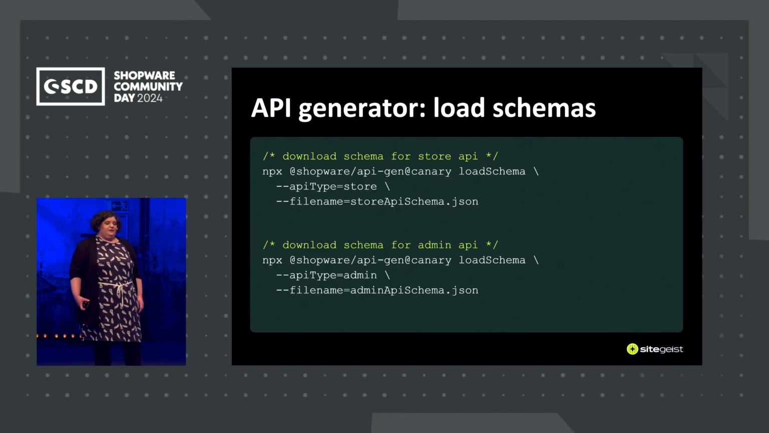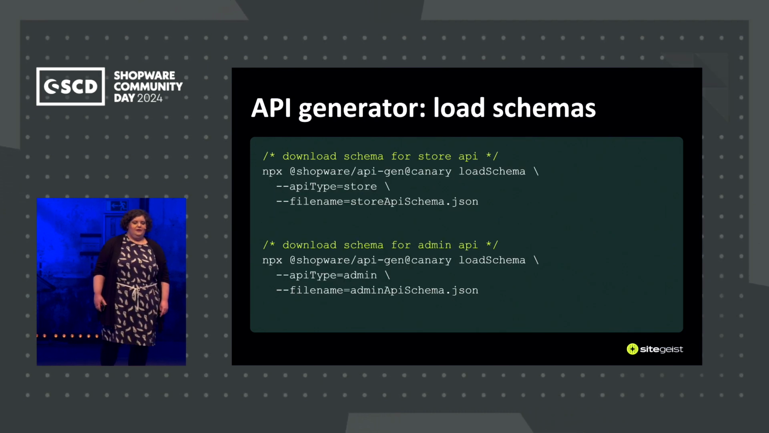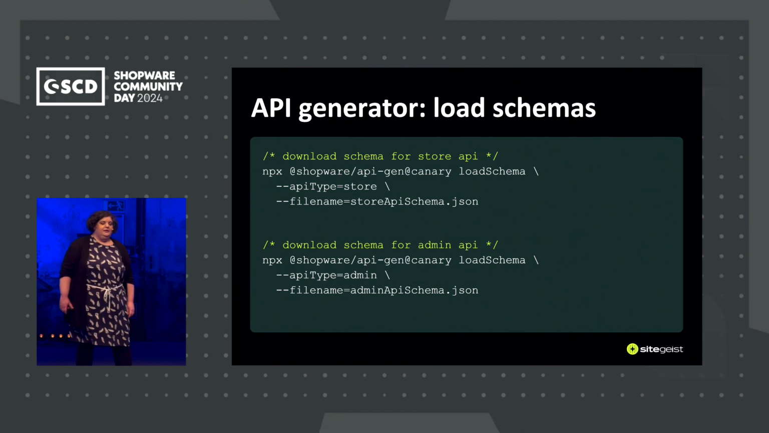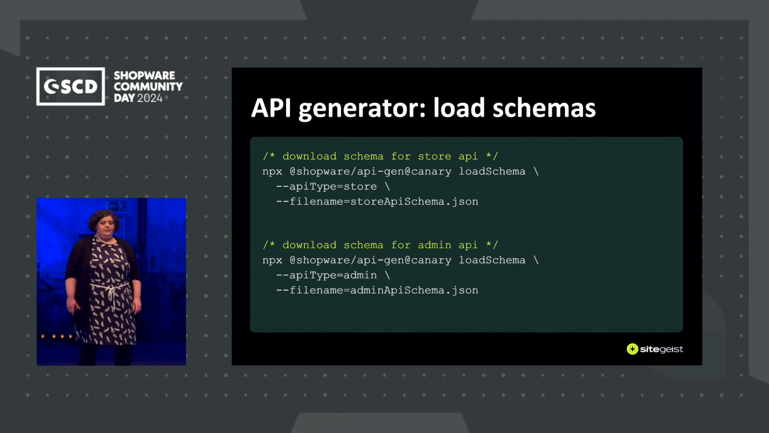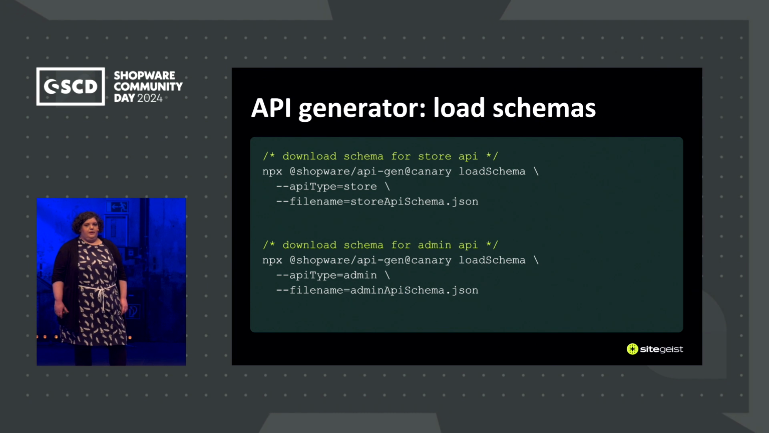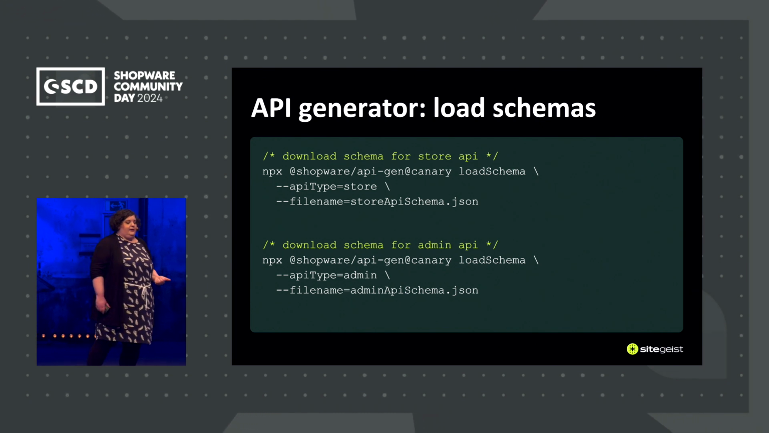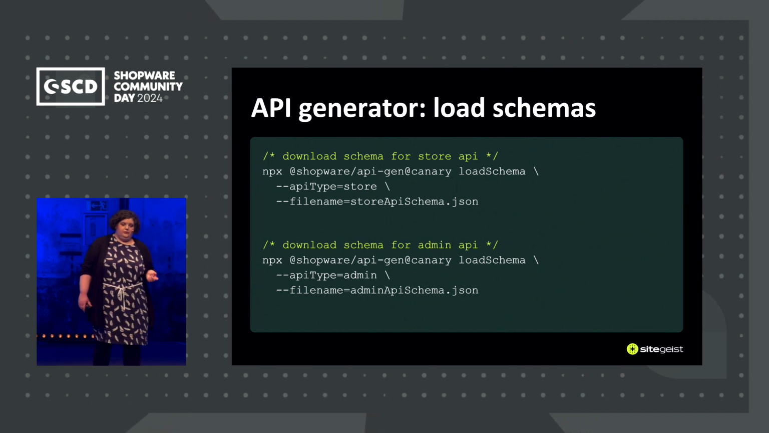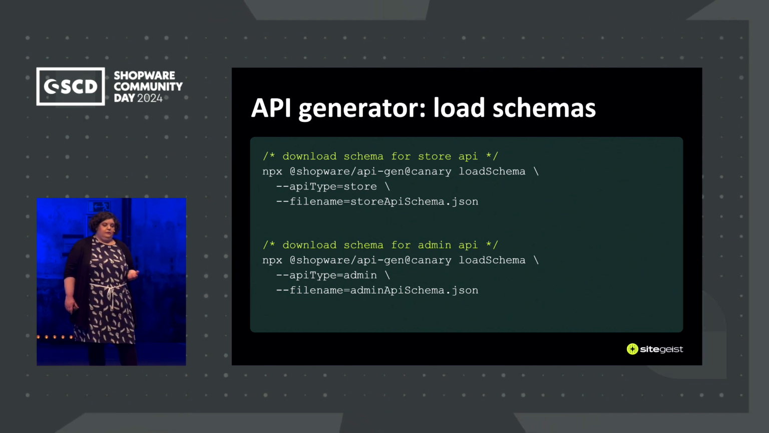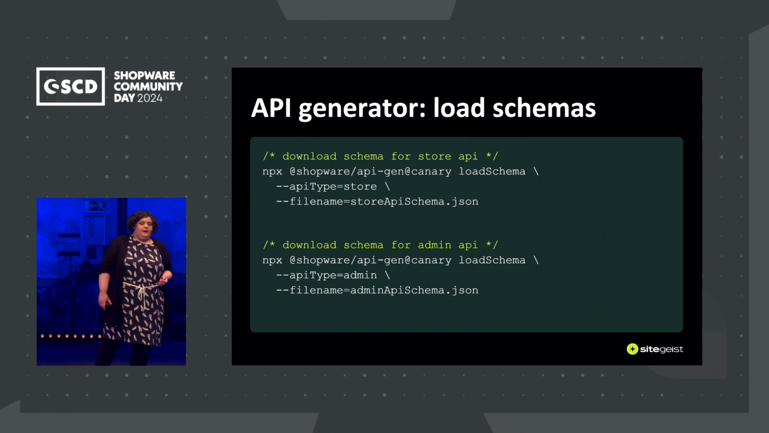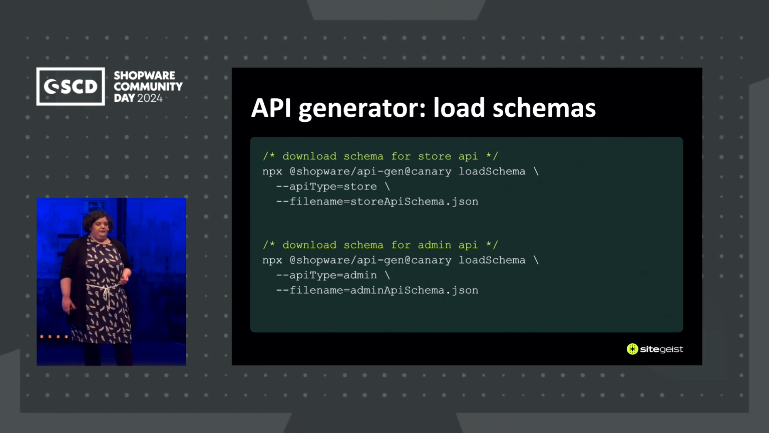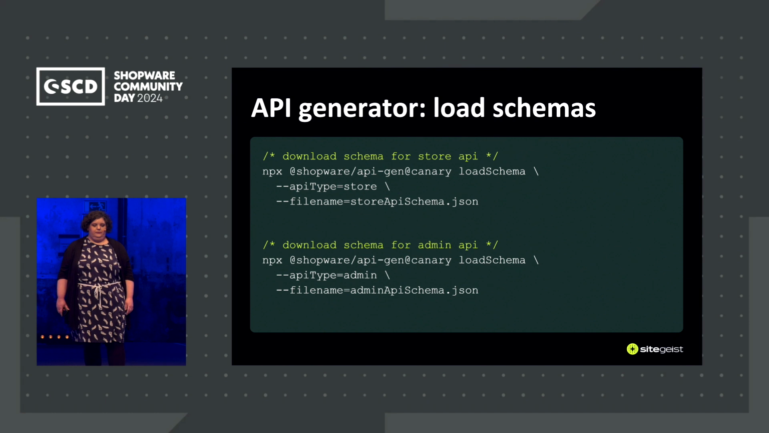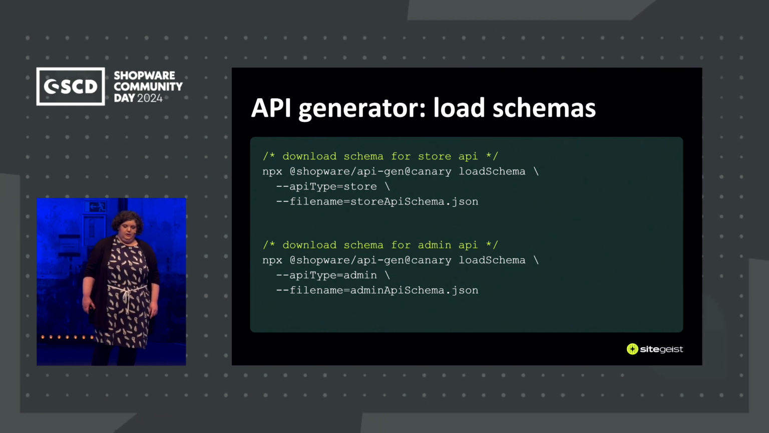Okay, if that's ready, there's a load schema command inside the API gen package, which you can call. And you have to say which API type you want to generate. It's store or admin for the store or the admin API. And the second parameter is the file name of your local file of the API documentation.